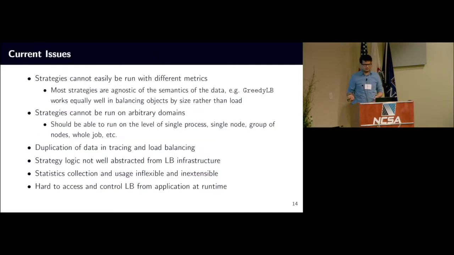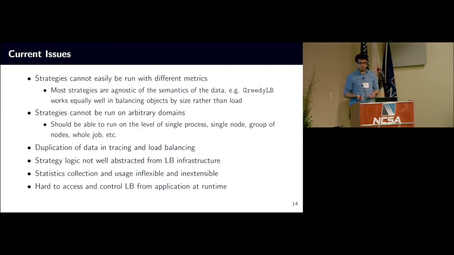So what are the problems with this current framework? One of the big issues is that strategies can't easily be run with different metrics. So most strategies are agnostic of the semantics of the data. If you write a greedy way to assign objects to processes, the greedy load balancer doesn't care that the values it gives to you are actually what CPU load is. You could give it size, you could give it GPU load, you could give it a bunch of different values, and the algorithm is going to perform the same. It has no dependence on what the actual values mean.